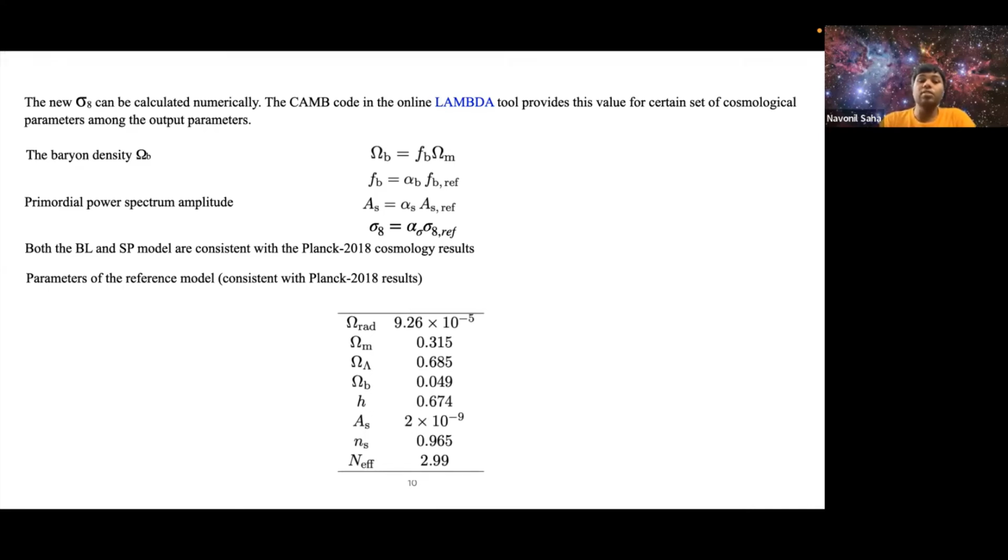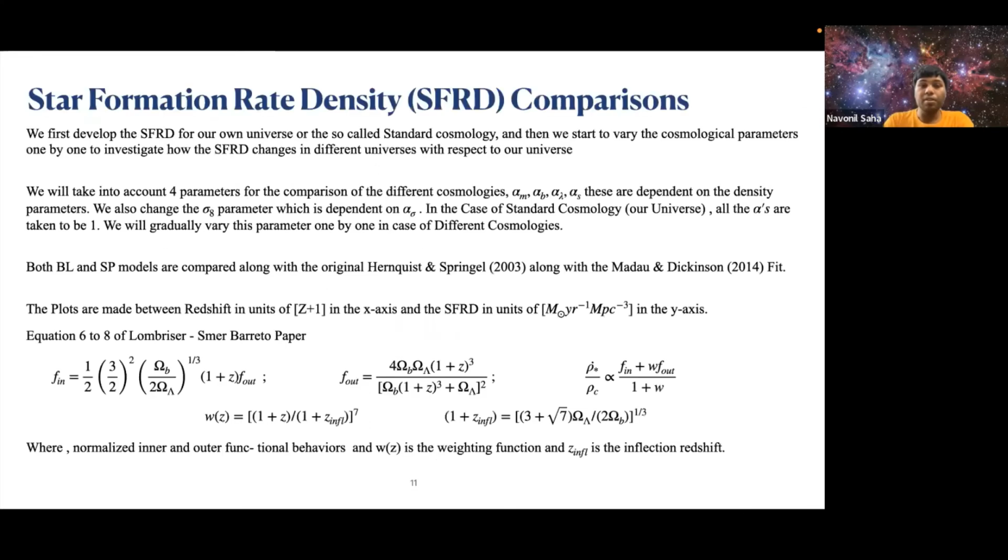And for that reason, we have stated here all the initial parameters which we have taken for the reference model. As you can see, the radiation density parameter, the matter density parameter, the dark energy density parameter, the baryon density parameter, the Hubble constant, A_s and n_s, and the effective number of relativistic degrees of freedom. All these parameters are given in the table.